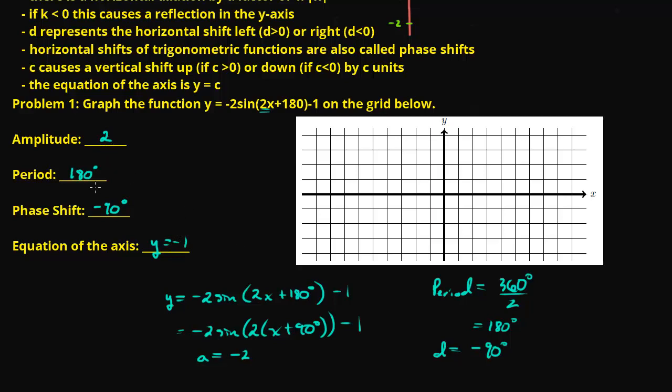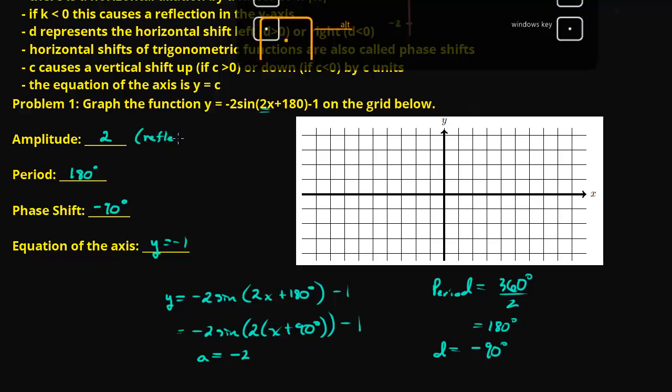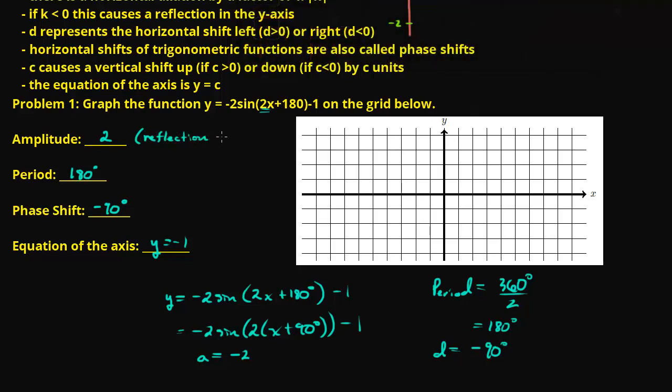So now that we've written down these 4 parameters, and maybe we'll just make a note that there's a reflection about the x-axis. Now that we have these 4 parameters, we can go ahead and graph our function.